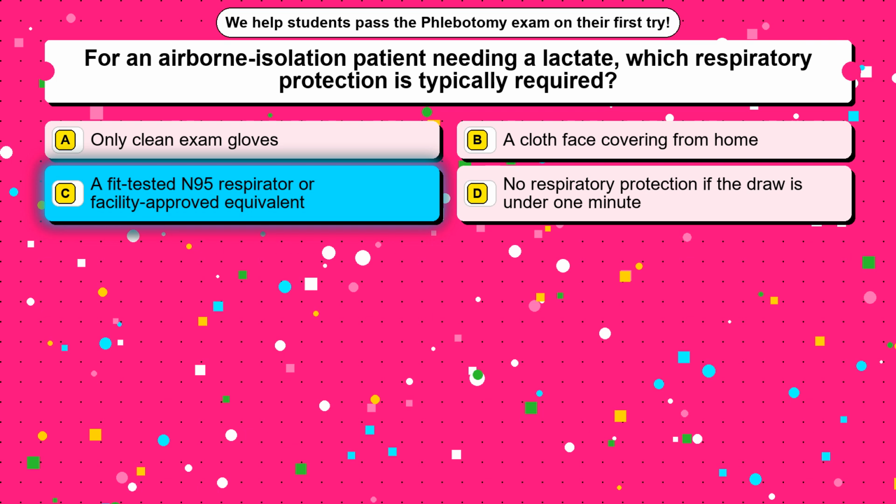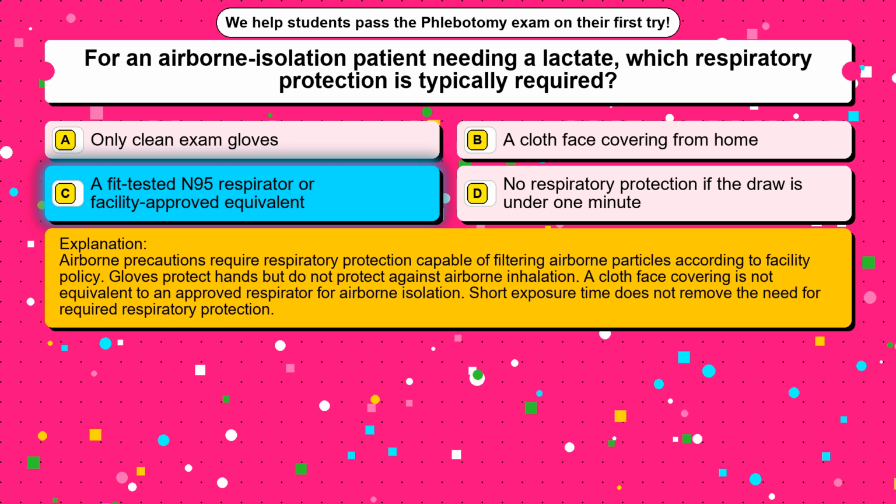The correct answer is option C. A fit-tested N95 respirator or facility-approved equivalent. Airborne precautions require respiratory protection capable of filtering airborne particles according to facility policy. Gloves protect hands but do not protect against airborne inhalation. A cloth face covering is not equivalent to an approved respirator for airborne isolation. Short exposure time does not remove the need for required respiratory protection.